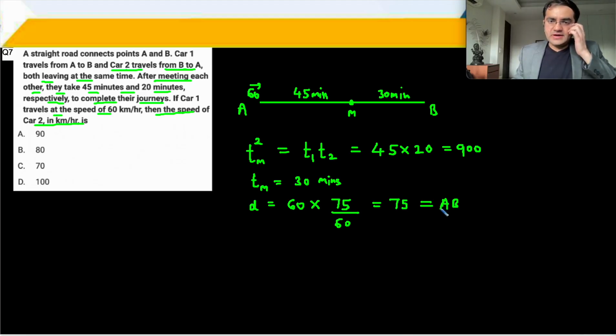Now, you have to find out the speed of car 2. Car 2 is coming from here, and car 2 is taking how much time? Car 2 takes 45 minutes to cover this distance, and then after crossing it takes 20 minutes over here. That's a total of 65 minutes, right? So the speed of the second car will be distance upon time, a distance of 75 kilometers, and a time of 45 plus 20, 65 minutes. And minutes converted to hours will be into a 60 over here.